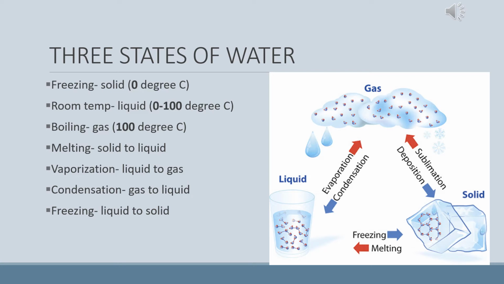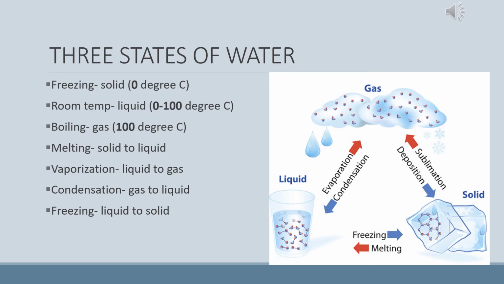Now the solid phase or the ice is at the temperature of 0 degree centigrade or below 0 degree centigrade. The liquid or water is in the range of room temperature, which is from 0 degree to 100 degree centigrade, and the gaseous phase is at 100 degree centigrade or above, when the liquid or water starts to boil and turns into gas.